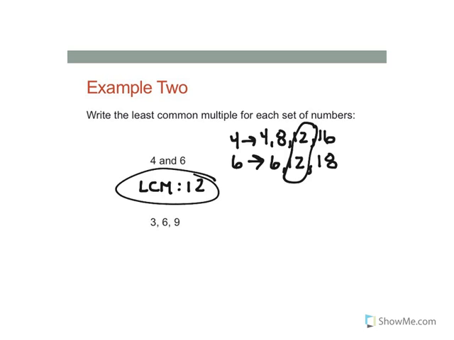Now, we're going to try to find the least common multiple of 3, 6, and 9. So, I'm going to start by listing the multiples of these numbers. It's better to start maybe listing 6 multiples of the number to get you started. So 3, 6, 9, 12, 18. Oops, missed one.